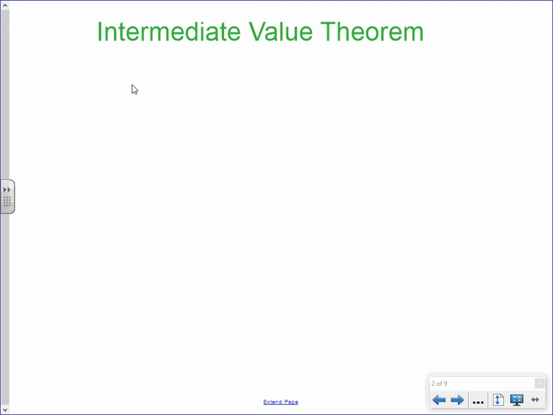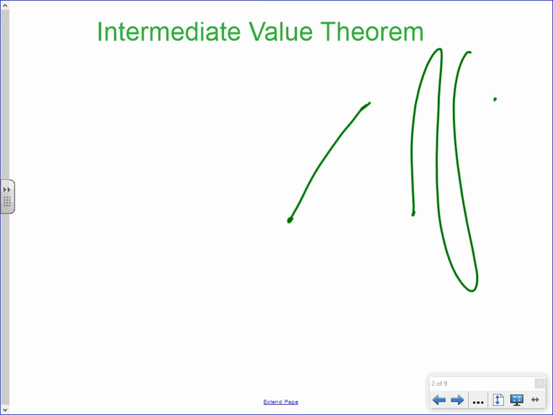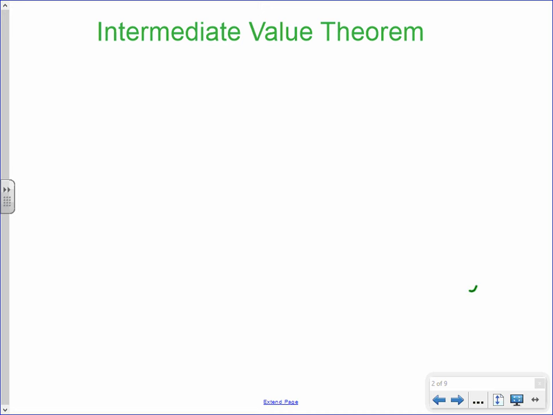Some people may have just drawn that. Some people may have drawn something like that. Okay? No matter what, you have to cross the x-axis at least once. Okay? The third one, which of the following heights is the function guaranteed to reach?